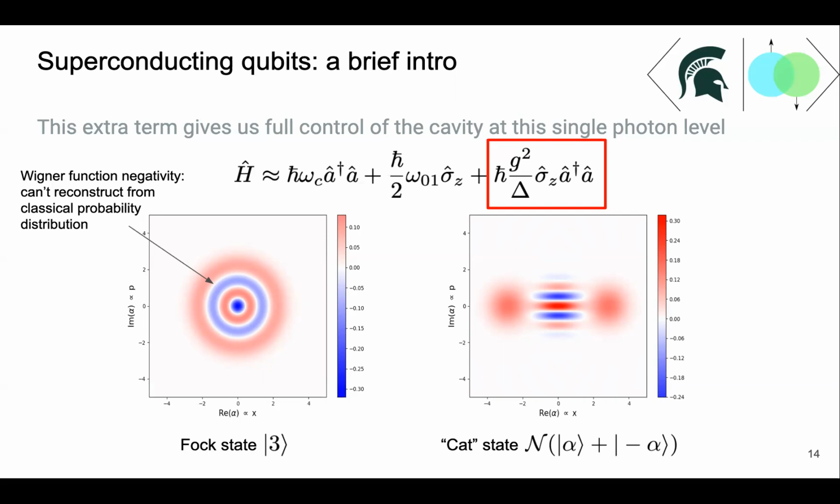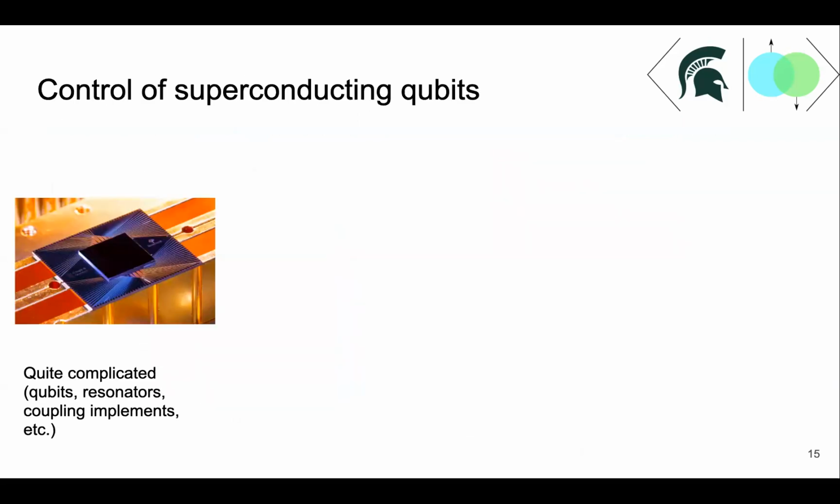Yeah. All right. So now we'll transition to talking about, well, what's the best way to apply these energetic pulses to the system? So here on the left, I have a picture of Google's famous Sycamore chip.